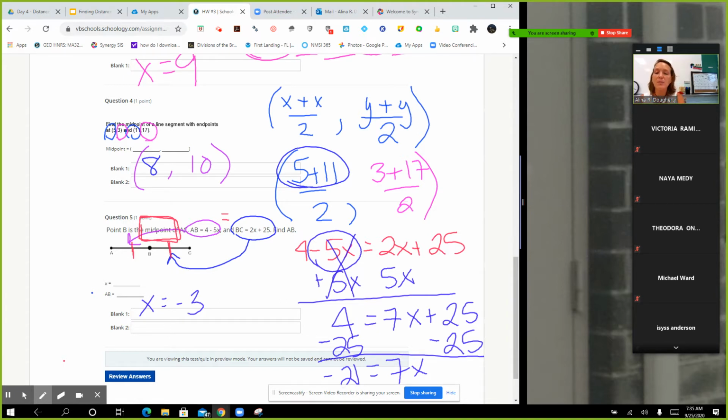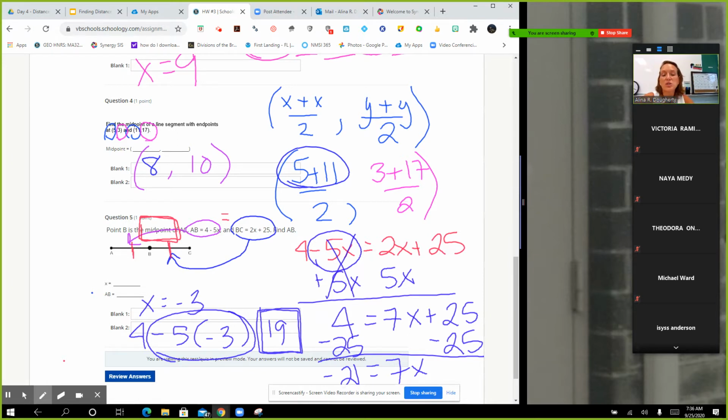So if I'm looking for AB, I got to plug in this -3: 4 minus 5 times -3. I've got to multiply this first, right, to get a positive 15. So 4 plus 15 is 19, and that's my final answer.